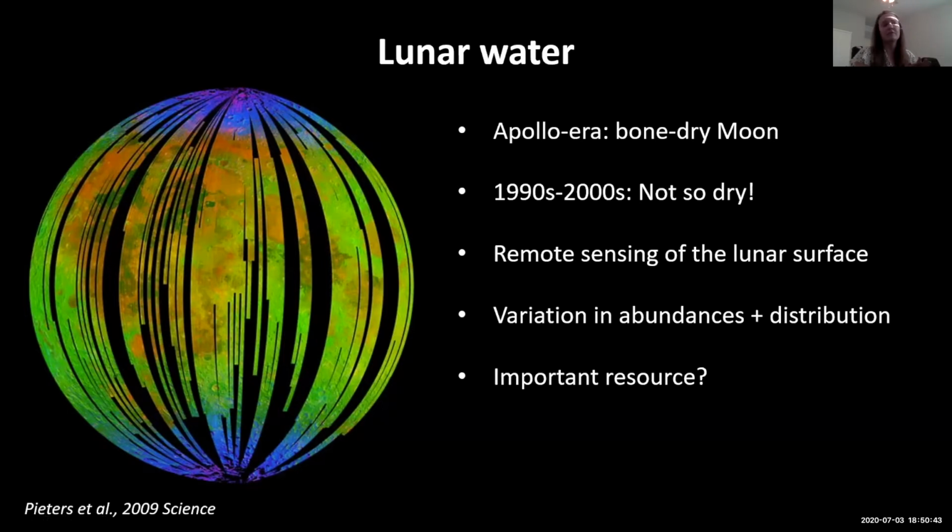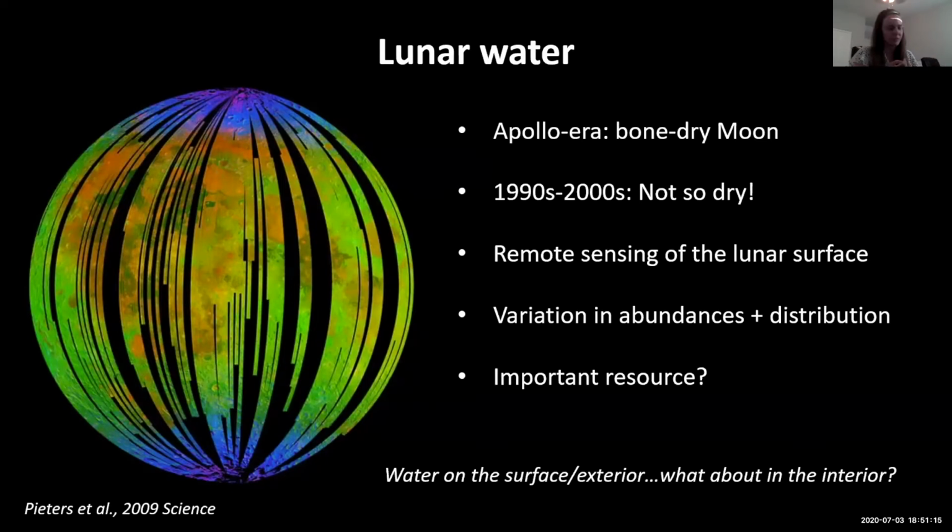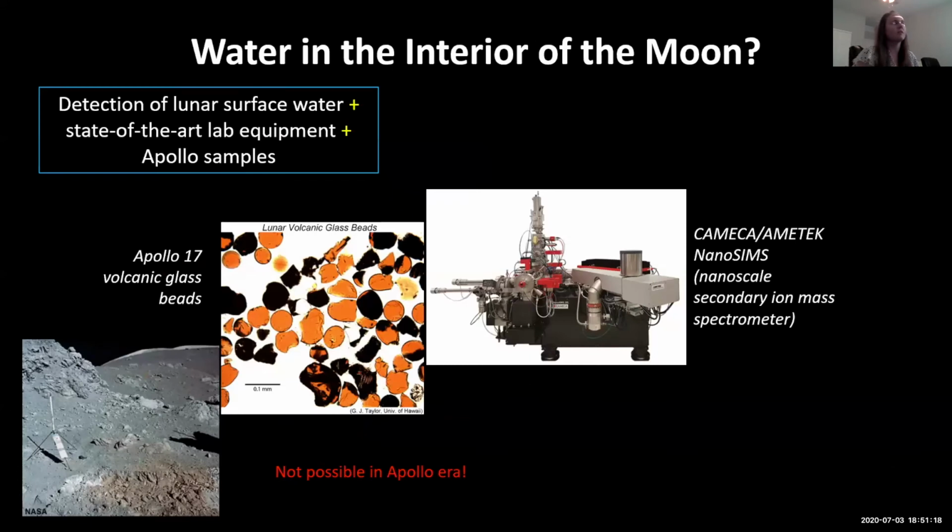These data sets really confirmed that yes, water was present on the lunar surface. We didn't know that before. That water really varies in its abundance, both laterally and with longitude, and highlighted that potentially the moon's a really important place to go to use water as a resource for future exploration. But it posed another question, which is: if we can find water on the surface and the exterior of the moon, can we find water in the interior of the moon, i.e. in lunar samples?